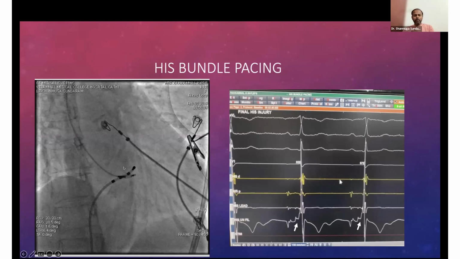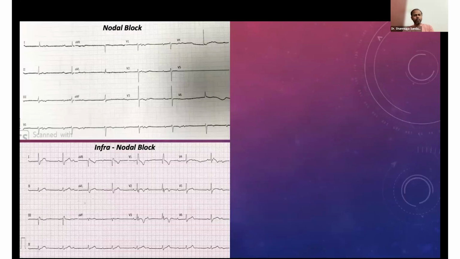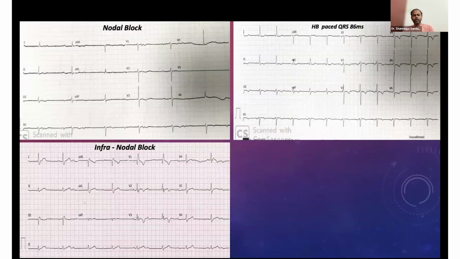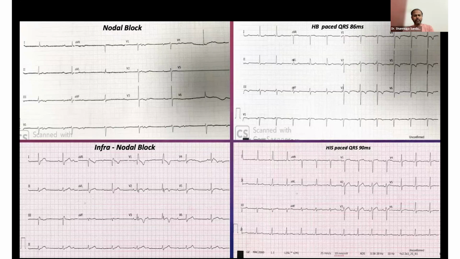Once you deploy the lead over there, you will be able to see a good current of injury, and this current of injury will be seen in the unfiltered electrogram between the His potential and the ventricular electrogram. Remember, the filtered electrogram will not show the current of injury, only the unfiltered electrogram will show. And this current of injury ensures that the lead will stay there throughout the patient's lifetime without any concern about rising threshold. Whether it is a nodal block or infranodal block, the His bundle pacing will correct it.